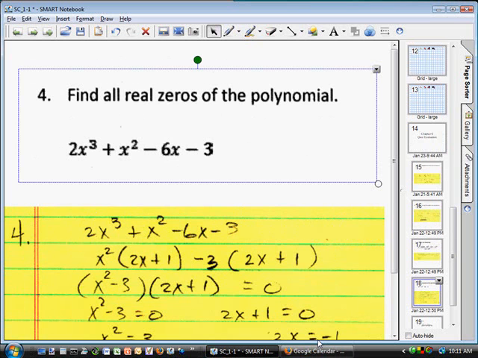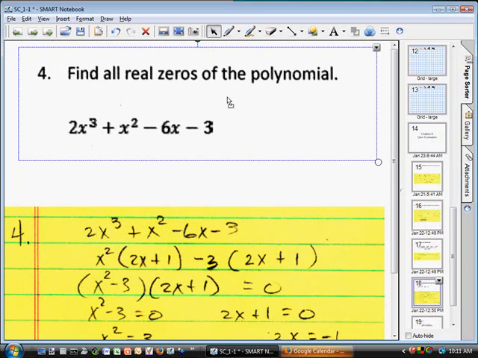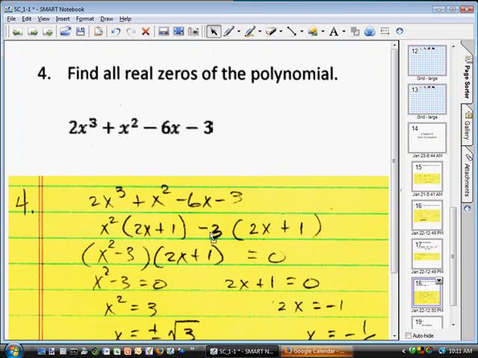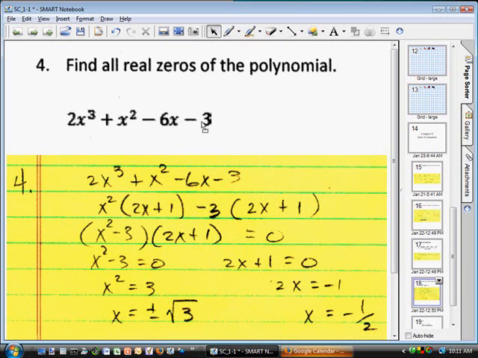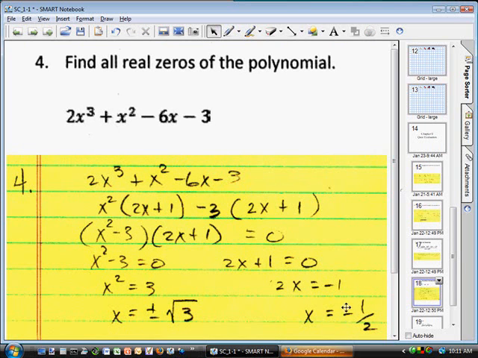The fourth one. This one wasn't nearly as hard as some of you thought. I don't blame you. Some of you thought, oh man, I got to do this PQ thing and I got to do all of that. Turns out you didn't need to do that because this was factorable. However, it's not really easy to recognize it's factorable.